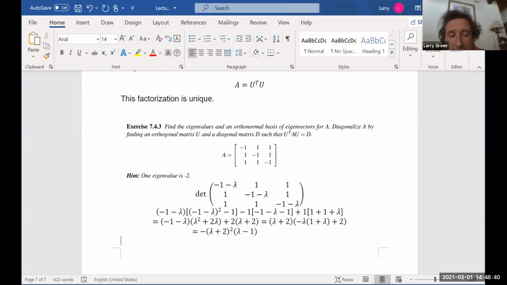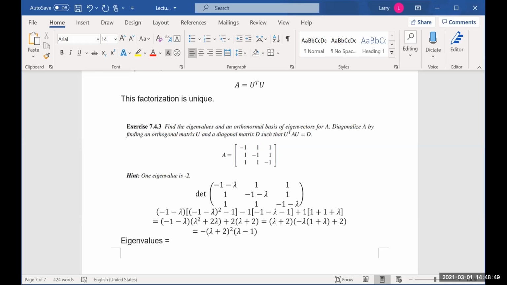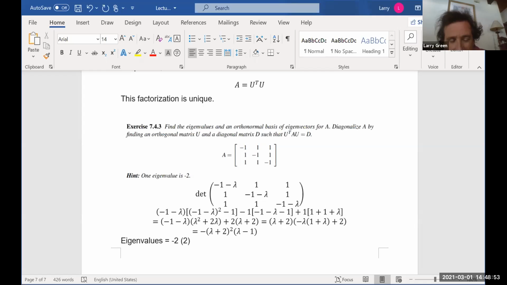All right, so what are my eigenvalues? -2 with multiplicity of 2, and 1. Yeah, so I'll put a 2 for multiplicity of 2, and 1. Okay, which is good because they told us one eigenvalue is -2. So we got that one. So we got what they asked us to get.